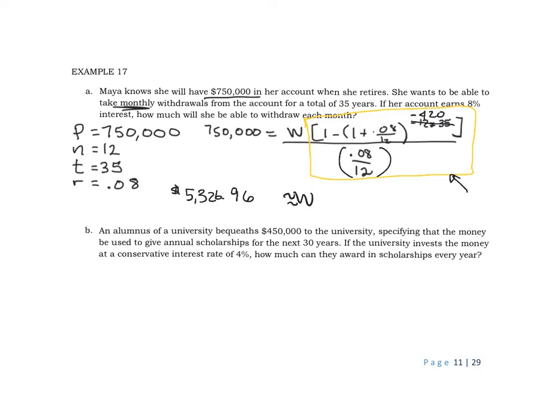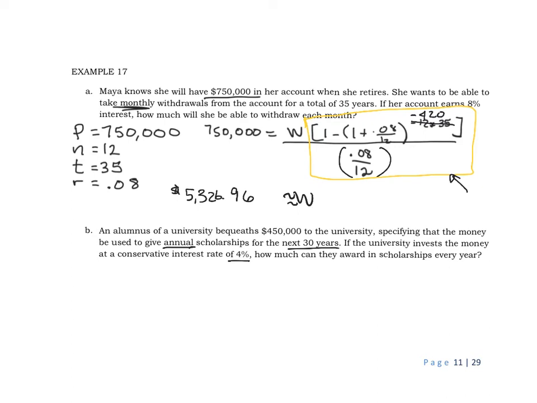Okay, B. An alumnus of a university bequeaths $450,000 to the university, specifying that the money be used to give annual scholarships for the next 30 years. The university invests the money at a conservative interest rate of 4%. How much can they award in scholarships every year?